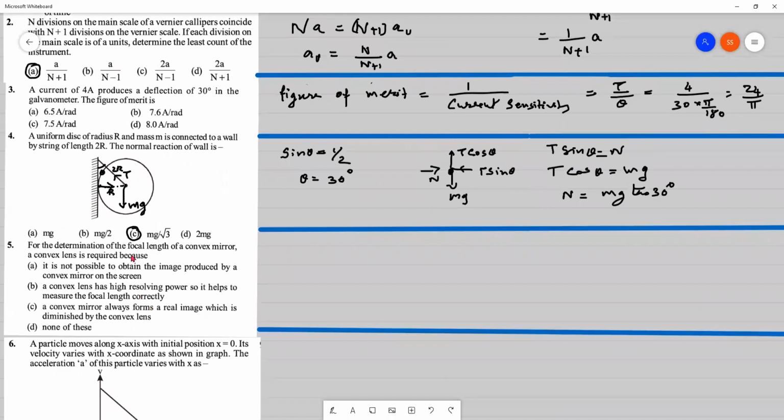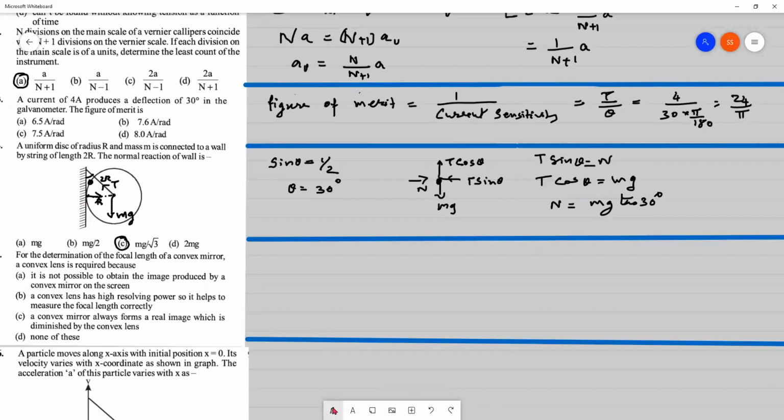For the determination of focal length of a convex mirror, a convex lens is used because the convex mirror produces a virtual image. So you cannot get it on the screen, so you use a convex lens. The first one is the right answer: it is not possible to obtain the image produced by the convex mirror on the screen. So this is the right answer.